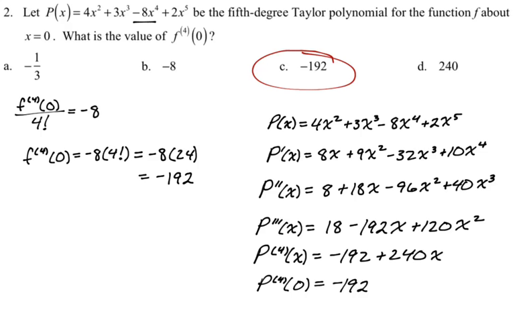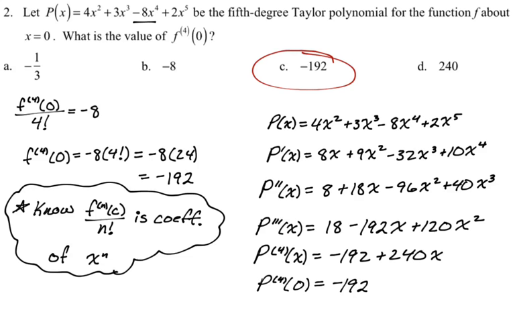Sometimes the second way is really impractical. Like what if it was the 25th derivative? What would you do then? So it's really useful to know that the nth derivative evaluated at the center over n factorial is the coefficient of the quantity x minus c to the n. You just find the power you're looking for, and that coefficient is the nth derivative over n factorial. So that's how I would have done this problem.